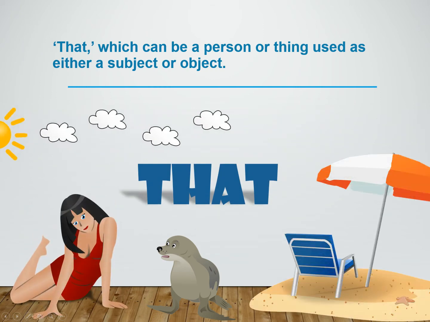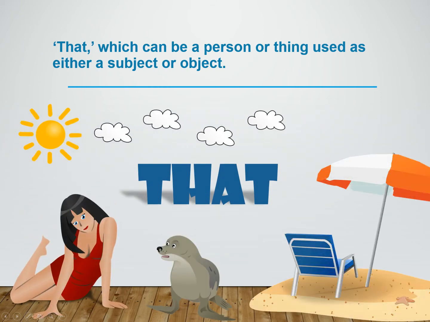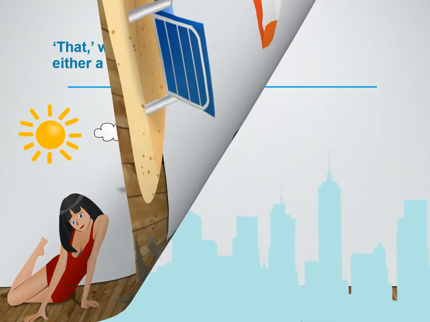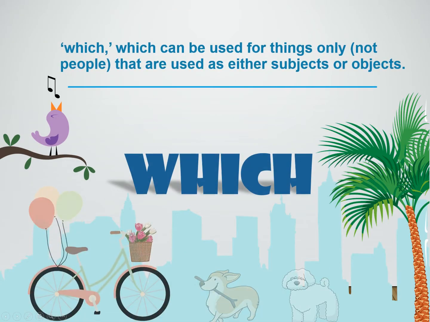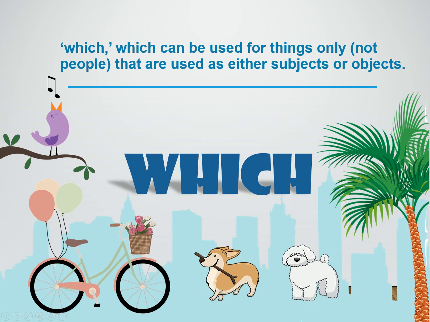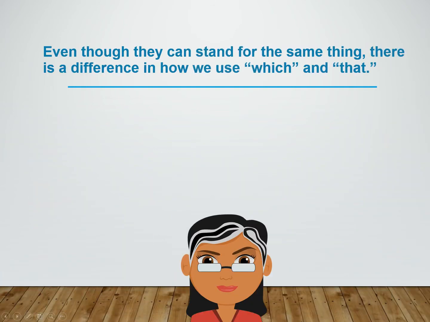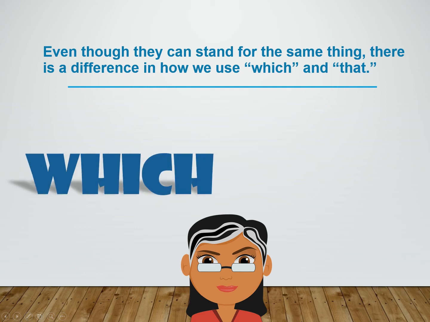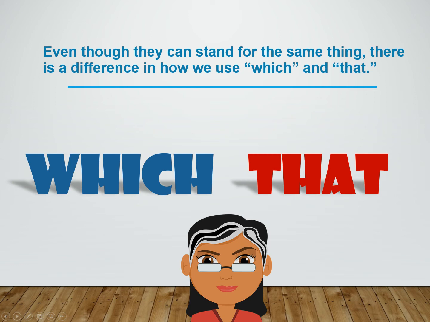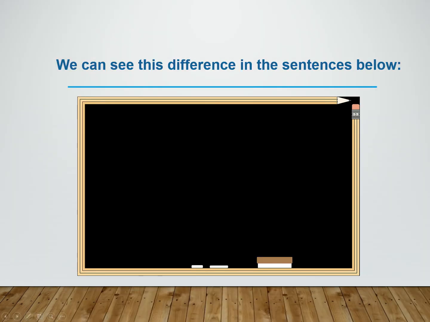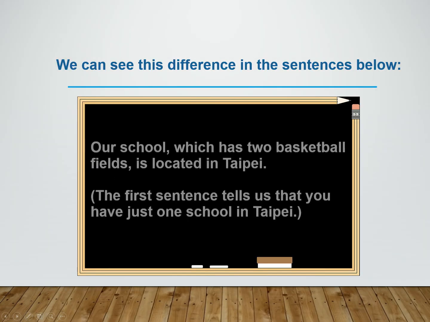That, which can be a person or thing used as either a subject or object. Which can be used for things only, not people, that are used as either subjects or objects. Even though they can stand for the same thing, there is a difference in how we use which and that. We can see this difference in the sentences below.